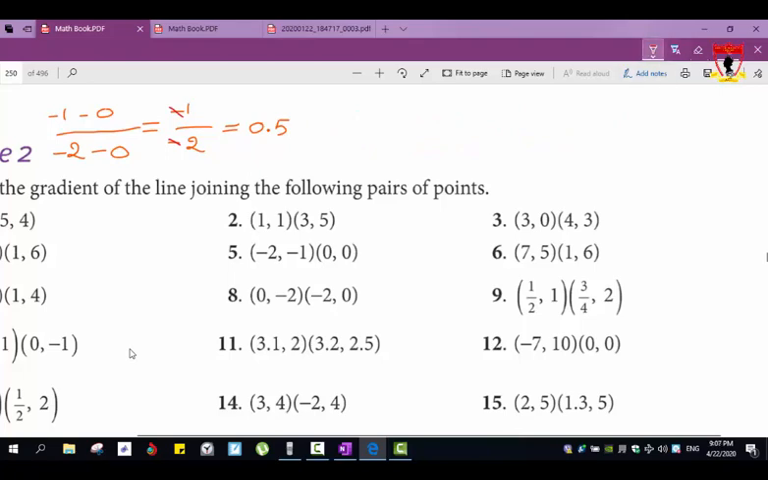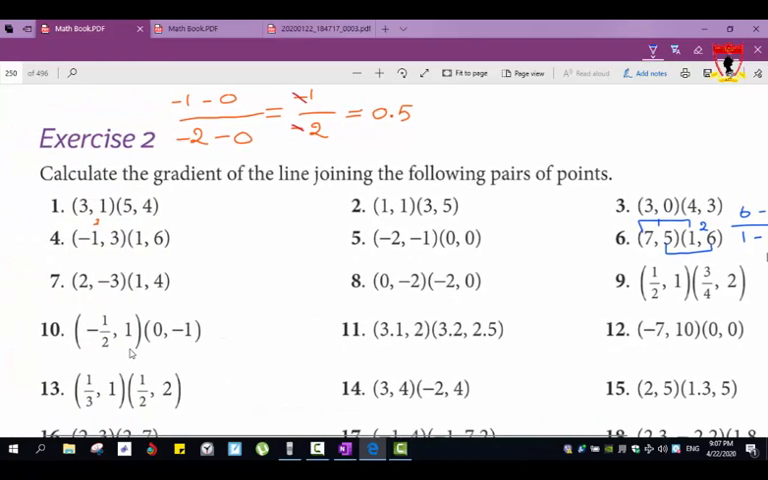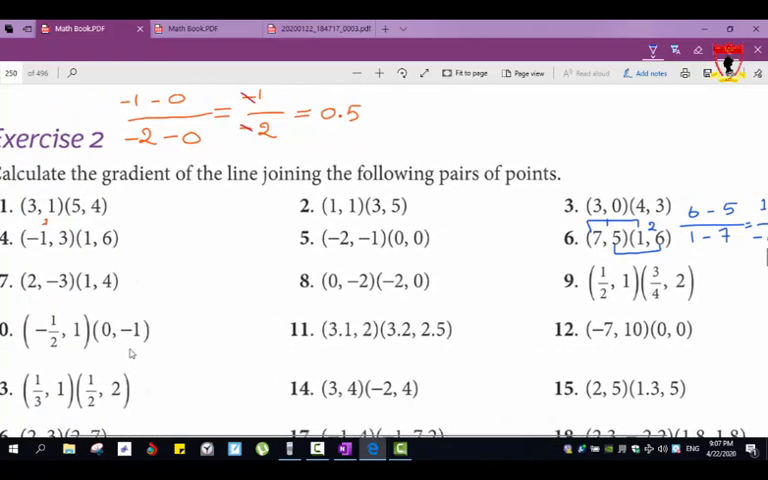Question 6. Now let's say these points are x2, y2, this one is x1, y1. It's all right, it gives the exact same answer. Then we will have 6 minus 5 on the top, and then 1 minus 7. 6 minus 5 is equal to 1. 1 minus 7 is equal to negative 6. So the gradient finally is negative 1 over 6. Questions 7 and 8 are your tasks.